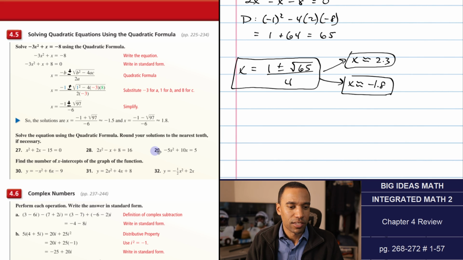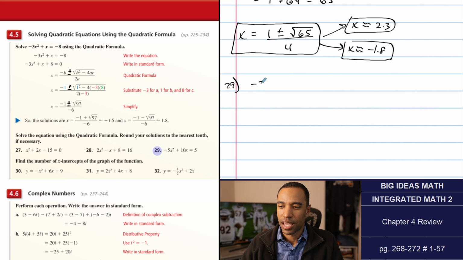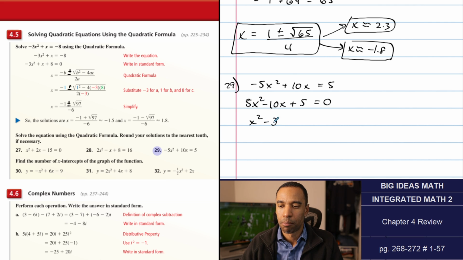Negative 5x squared plus 10x equals 5. I think I know what this kind of answer will be as well. I'm going to add the 5x squared over. I'm going to subtract the 10x over with that positive 5, just like this. And I'm going to divide everything by 5. It is much, much more worth it to be able to work these things out in that way.